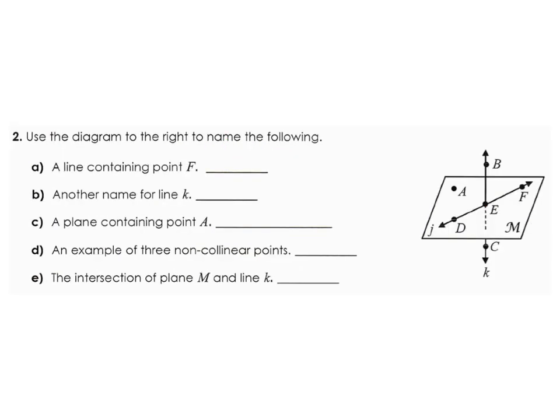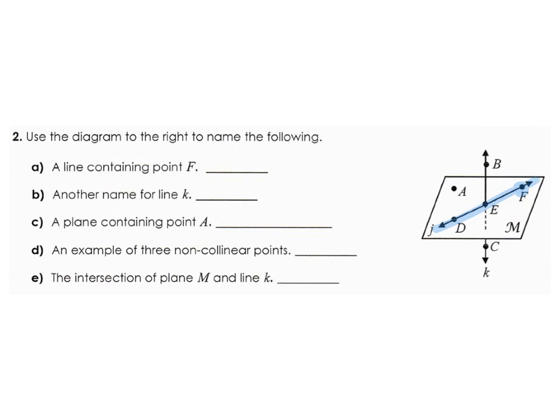All right, number 2, we're going to use this diagram, which looks a little different. We've got our plane right here, and we've got a line going through the plane. Think of a pencil going through a piece of paper, through the center of a piece of paper, going up. That's what this diagram right here looks like. So, first of all, we want to identify a line containing point F. So that's this point right here. So the line that contains it would be this line right here.